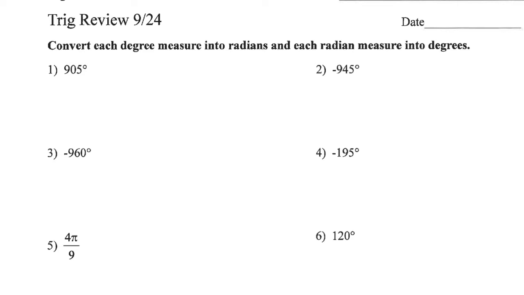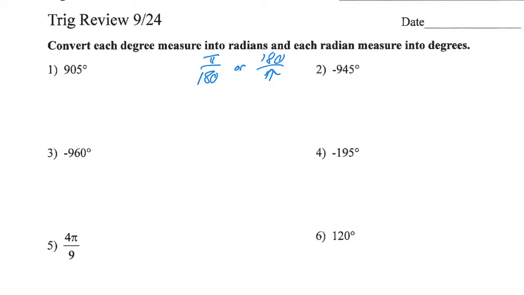So here we have another trig review. The first group is converting degrees and radians. So to remind you about that, your conversion is either multiplying by pi over 180 or multiplying by 180 over pi. So the way I think about it, whatever I want to cancel, I put in the denominator.